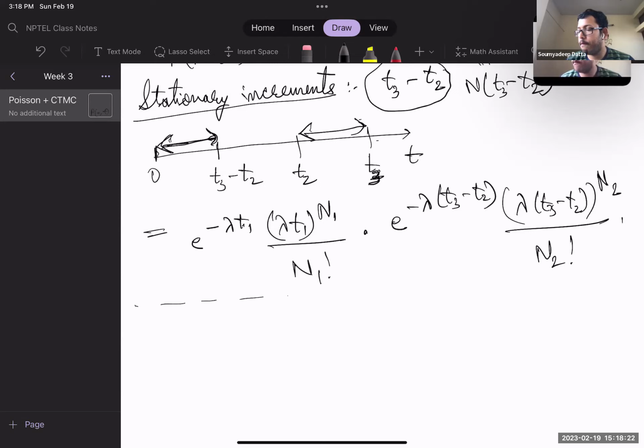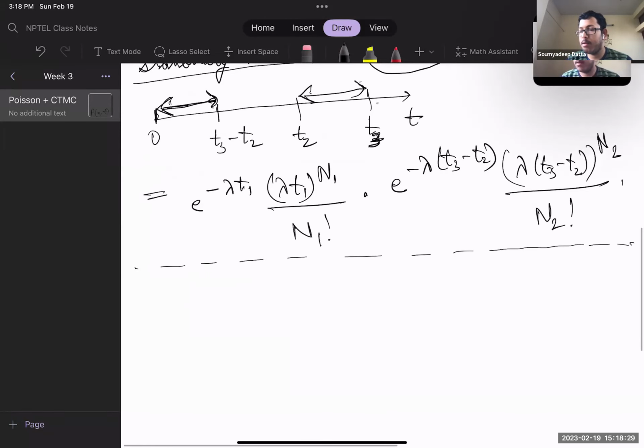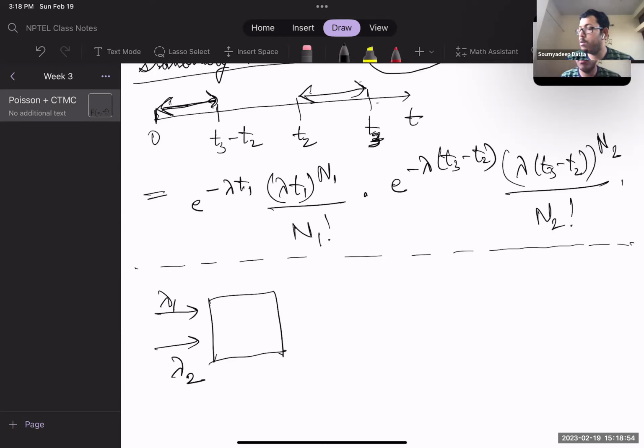So let's say you have a classroom in a school, where a class is commonly held for two sections. From one section, students come in at a rate lambda 1. From another section, students come in at a rate lambda 2.